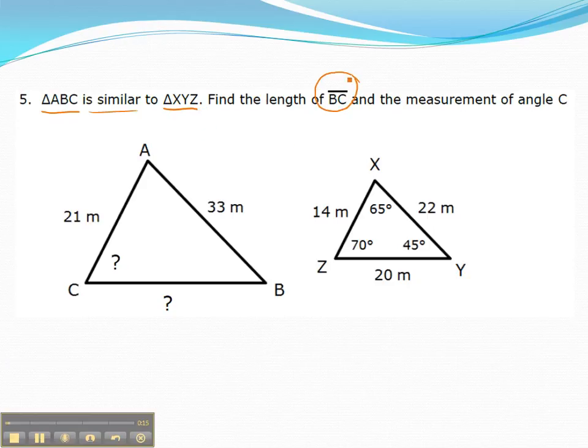Find the length of BC, and we can see down here that that length has a question mark. That's one of the things we're trying to find. And the measurement of angle C, again, that's got a question mark. We're trying to find that angle.